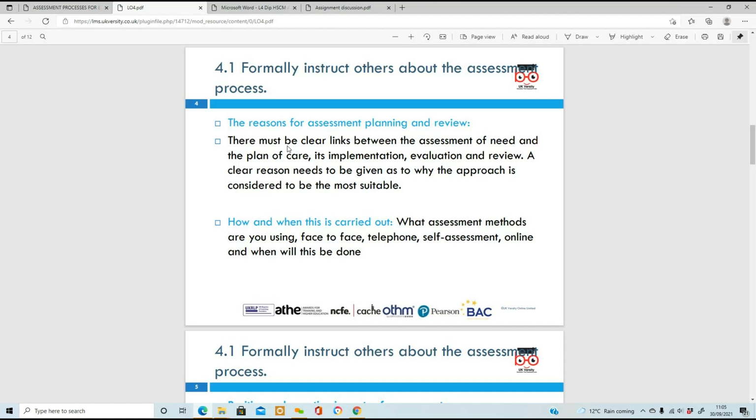So you can carry it out in many ways, like we discussed yesterday. You could do face-to-face, you could do telephone assessments, online, self-assessments, or a user-led assessment as well. And then you can also pass on information on how this is actually done as well. So it's quite basic and straightforward, really. You're just letting your colleagues or the people that you work with, staff members, know that assessments are carried out for X, Y, and Z, and this is when we're going to do it, and this is how we do it.